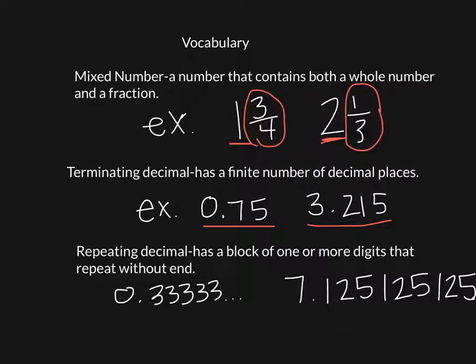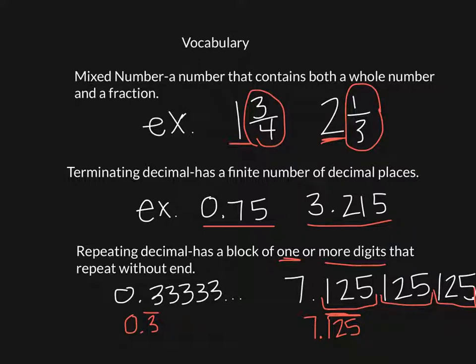Whereas a repeating decimal has a block of 1 or more digits that repeat without an end. So this, 0.333333333333333, I mean the 3's go on forever. So how we would write that is we do 0 and 3/10, and then we put a bar over the numbers that repeat. Okay, and here's an example of more than one digit that repeats. So this one goes 125, 125, 125, 125, 125 forever. So how I would write this is I would do 7 and 125 thousandths, and then I put my bar over that because that's the part that repeats.